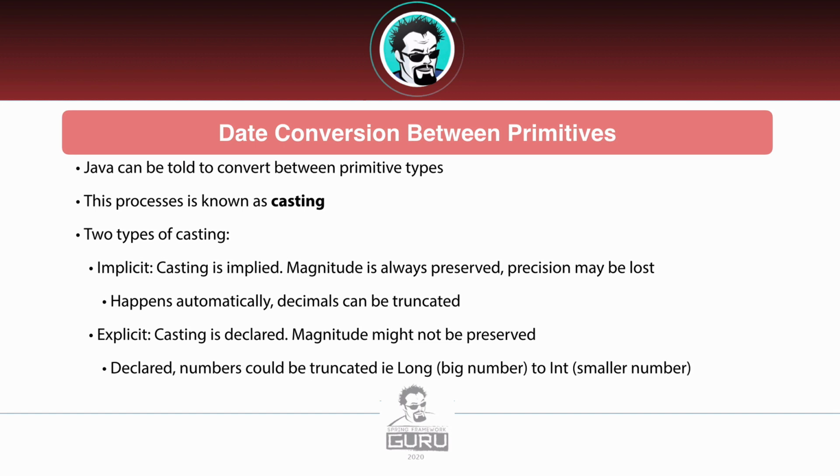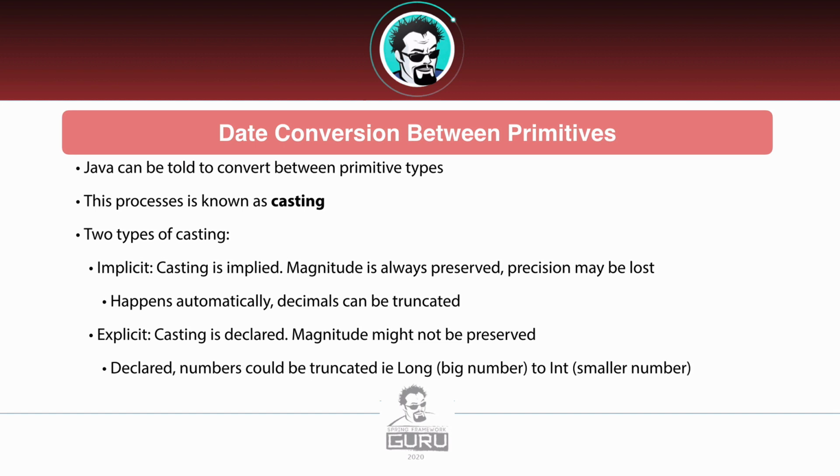Now, you can convert data between the different primitive types. This is known as casting. There's 2 types of casting. One is implicit, where the casting is implied. The magnitude, the larger part of the number, is always preserved. But the precision may be lost as far as the decimals. Those could get truncated. So this is going to happen automatically. You don't have to declare it. So if you are going between types, this can happen without your intervention.